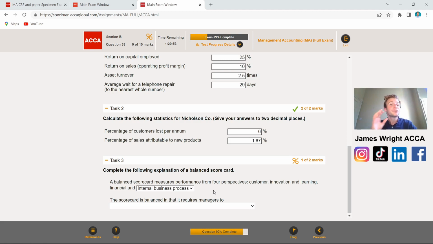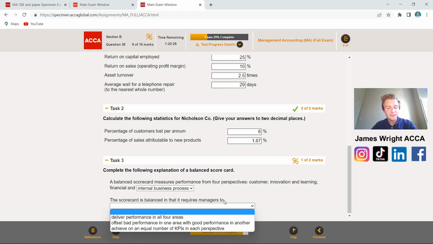on there. So just think about it logically in your exam, but also go away, have a read of the balanced scorecard and understand the different quadrants, the internal and external factors and processes that are all about improving performance on there. So the scorecard in question is balanced in that it requires a manager to do what? Deliver performance in all 4 areas. That sounds pretty reasonable to me.